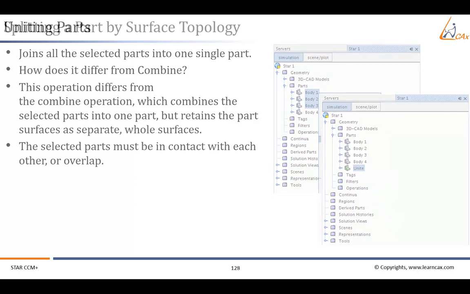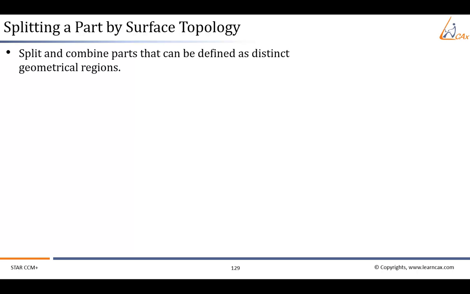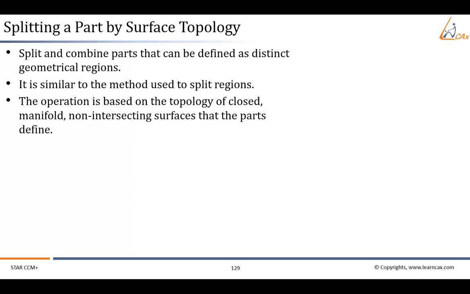Next, we will see an important operation of splitting parts. In Star-CCM+, there is an operation called split part by surface topology. The split by surface topology method can be used to split and combine parts that can be defined as distinct geometrical regions. It is similar to the method used to split regions. The operation is based on the topology of closed, manifold, non-intersecting surfaces that the parts define.